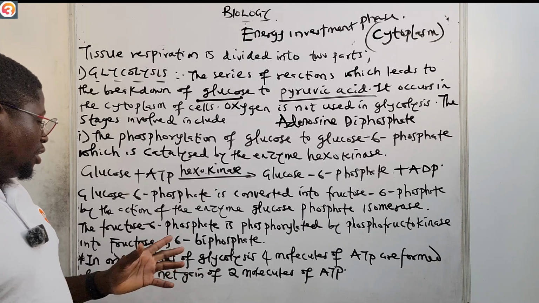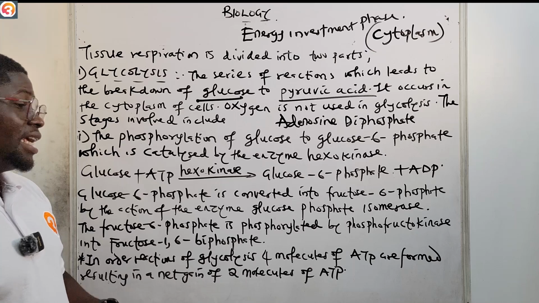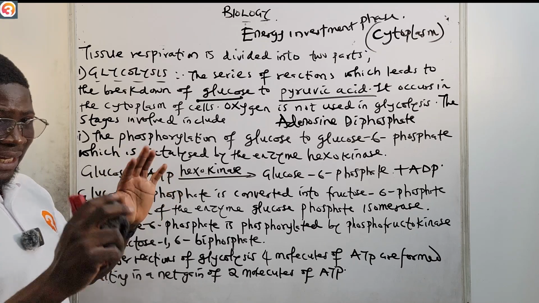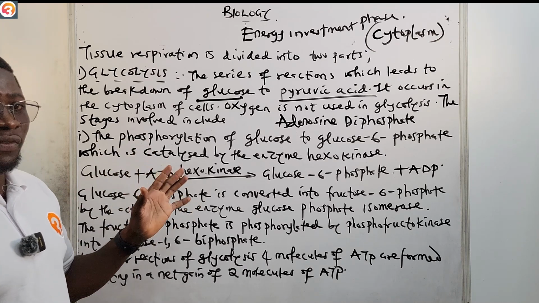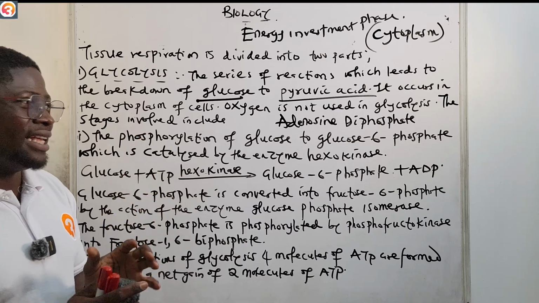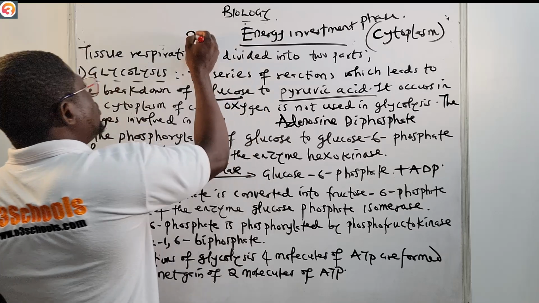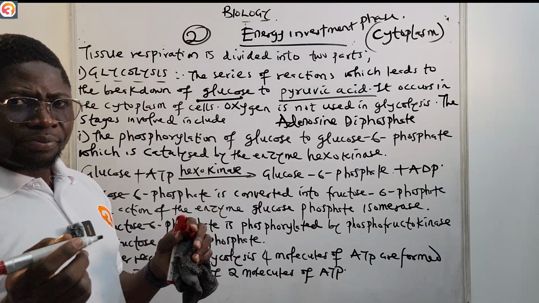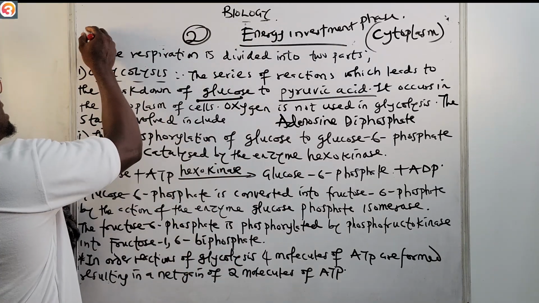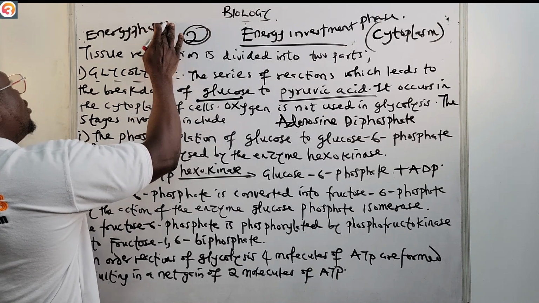Now, in many other reactions of glycolysis, 4 molecules of ATP are formed at the end of glycolysis, resulting in a net gain of 2 molecules of ATP, because at the energy investment phase we started with 2 molecules of ATP. So now at the energy payoff phase, the second phase, which is called energy payoff.